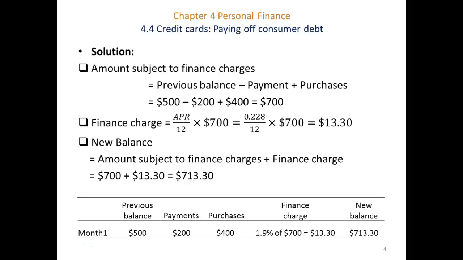Solution. The amount subject to finance charges is equal to the previous balance minus payment plus purchases, which is $500 minus $200 plus $400, equal to $700. The finance charge is APR divided by 12 times 700, equal to 0.228 divided by 12 times 700, equal to $13.30. The new balance is the amount subject to finance charges plus the finance charge, which is $700 plus $13.30, equal to $713.30.